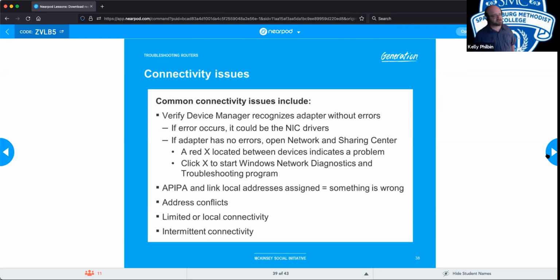You could have address conflicts. If you have address conflicts where two people have the same IP, you'll have intermittent internet connectivity.